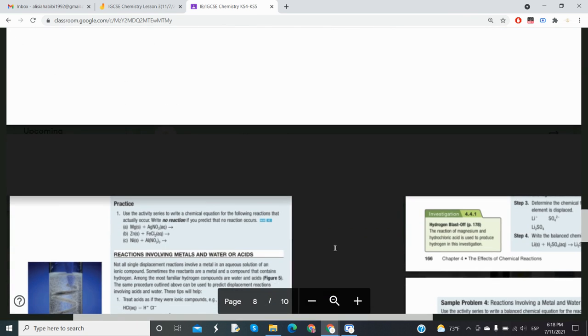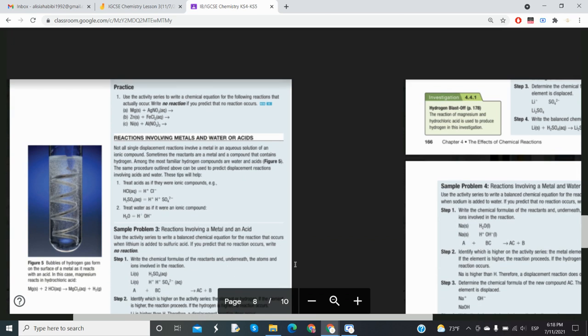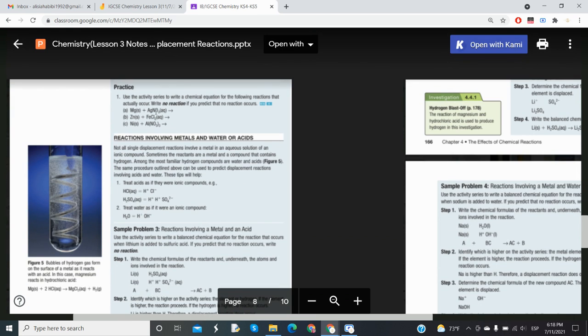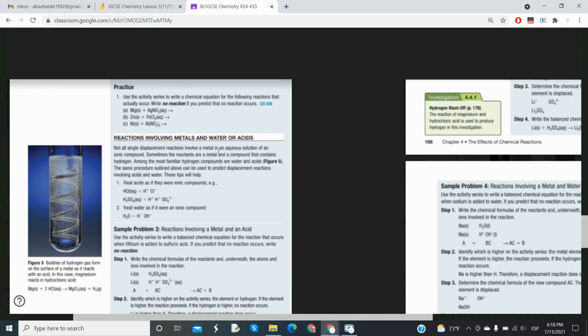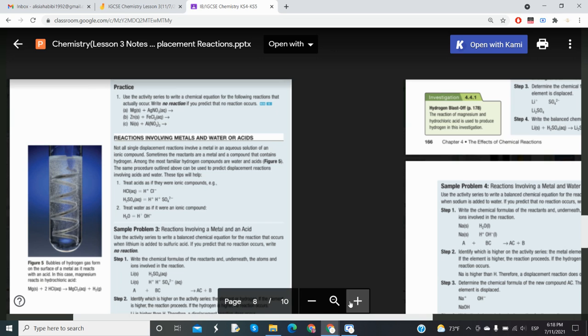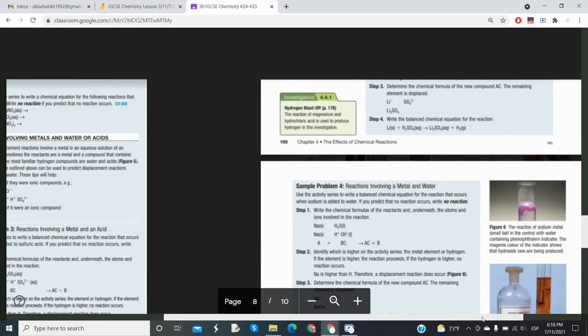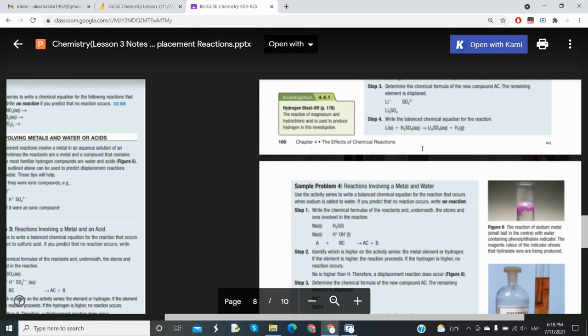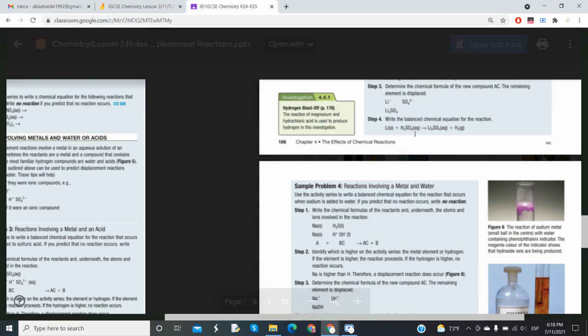However, if we go down, there are a couple of questions here that we should practice. We're going to practice some questions. I just wanted to see, for example, the one with lithium and sulfate. So it was lithium with hydrosulfate.